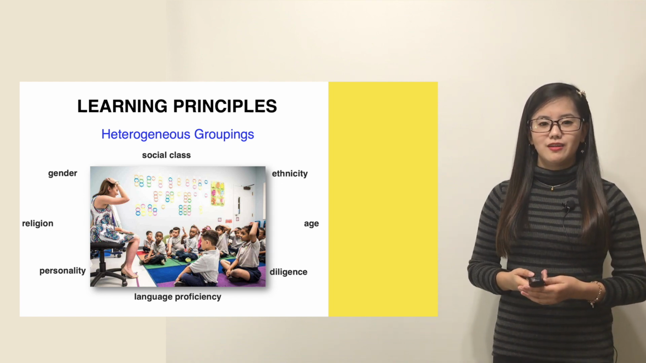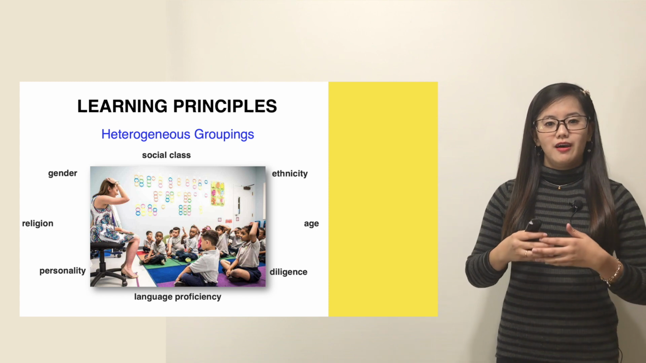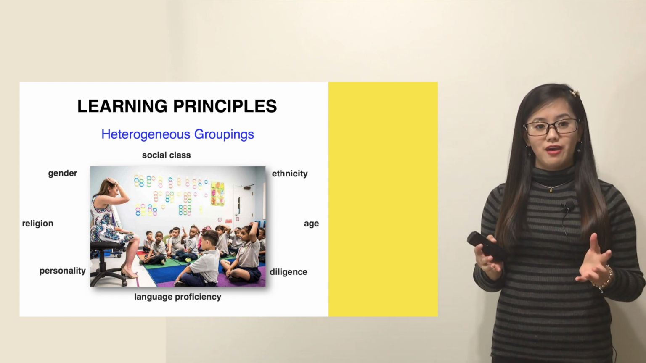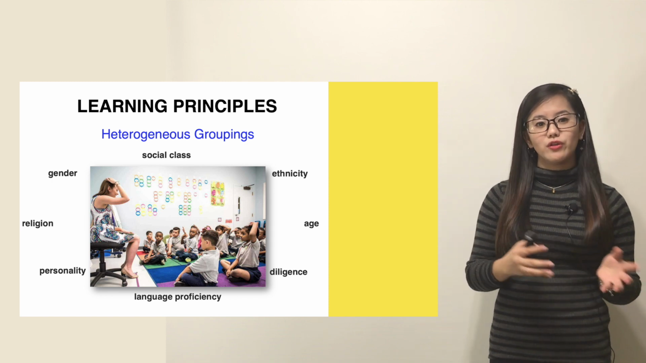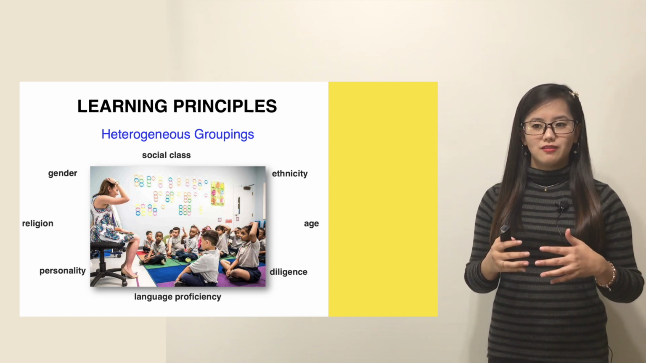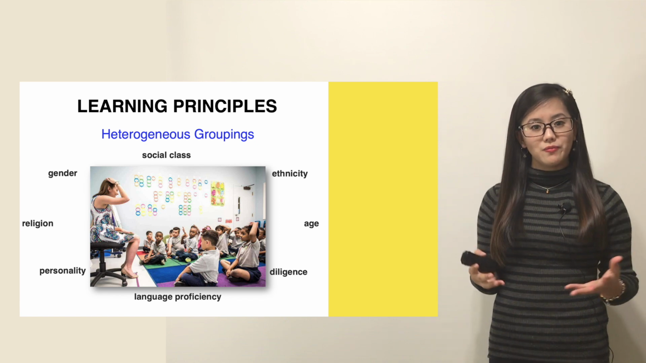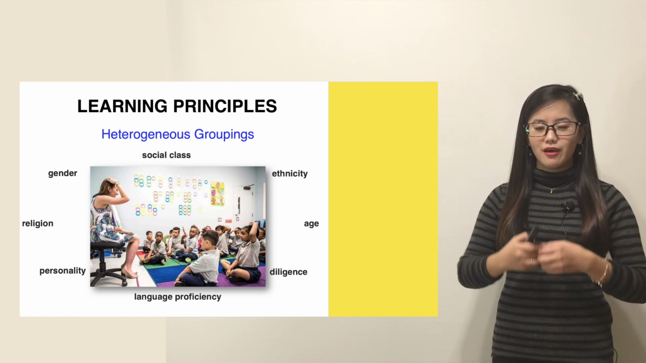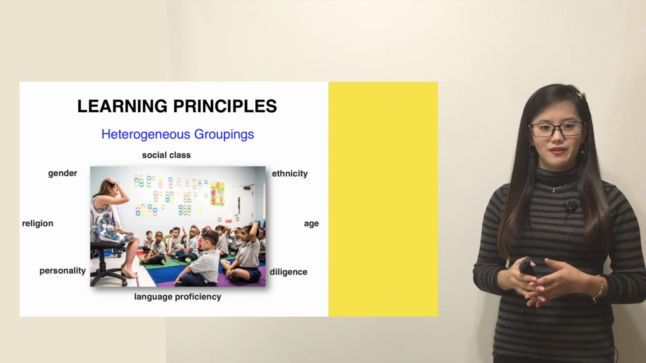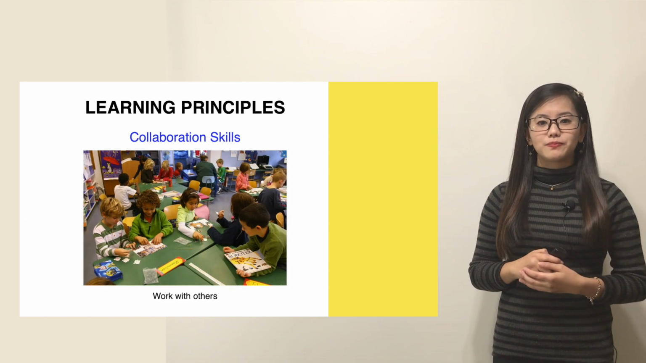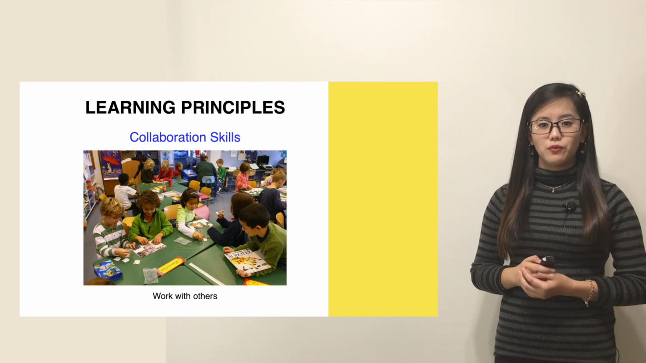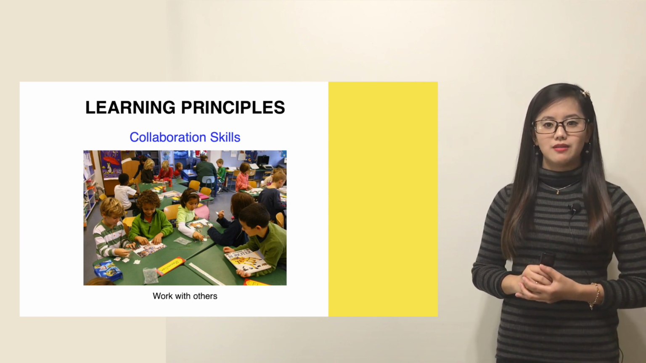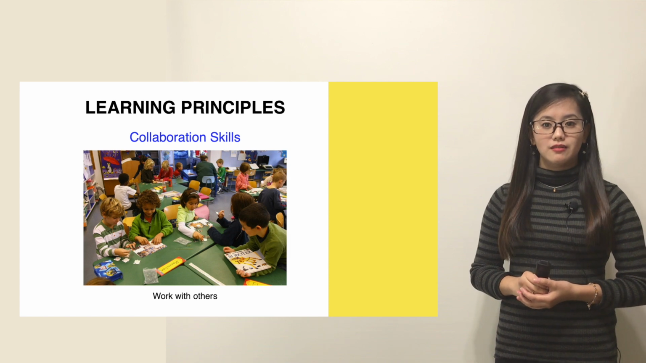All right? So anyway, heterogeneous grouping is a mix of every student. We have boys, girls, and based on their levels, they're also mixed: smart or fast learners, slow learners. They're all together in one group. All right. Another thing that we could see here as one of the learning principles is collaborative skill.